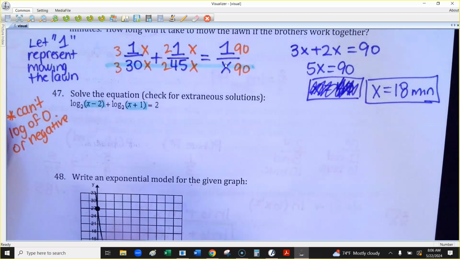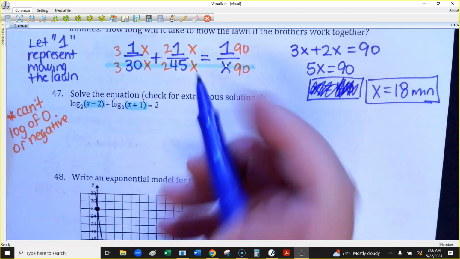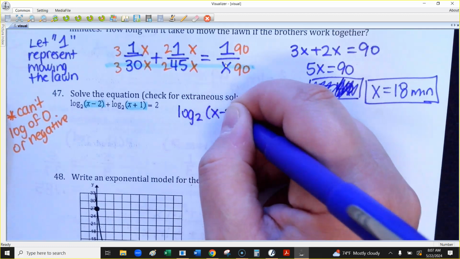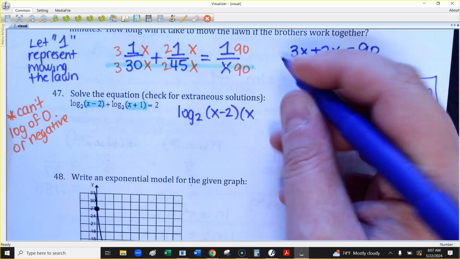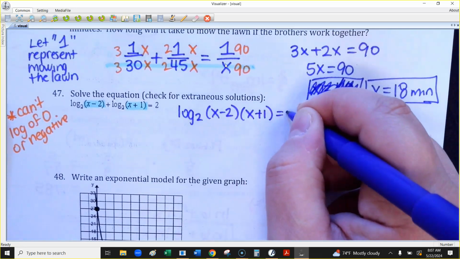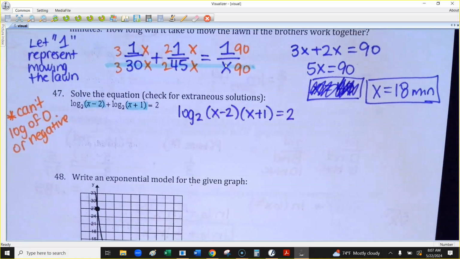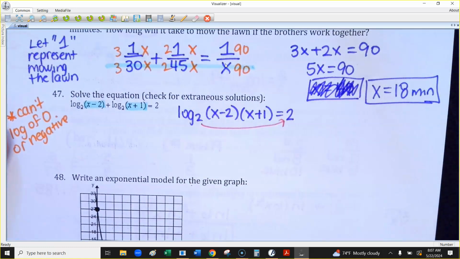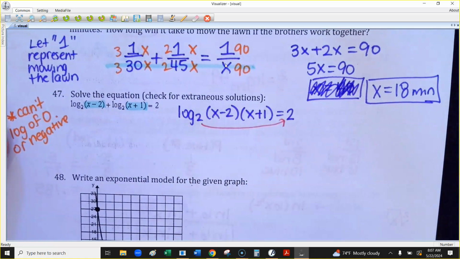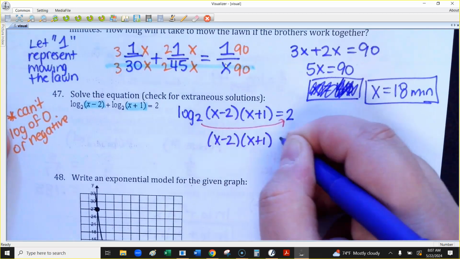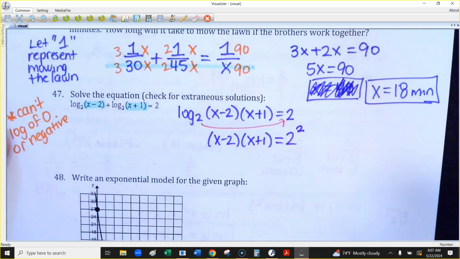Now, put these guys together. I'm going to squish these together with the log properties. Adding turns into multiplication. So I'm going to have x minus 2 times x plus 1. And to get rid of the log, we're just going to convert this to an exponential real quick. So this 2 goes over to the other side, and it pushes that other 2 up in the air. We get x minus 2, x plus 1 equals 2 squared.